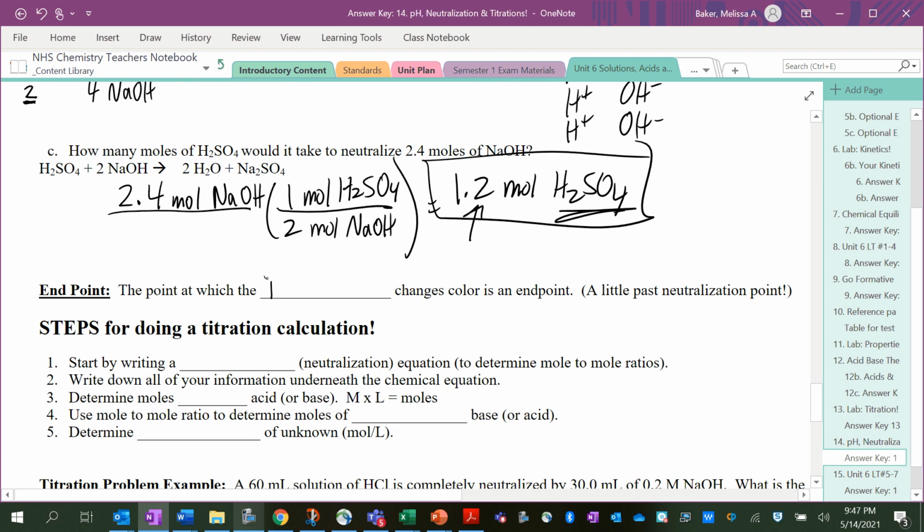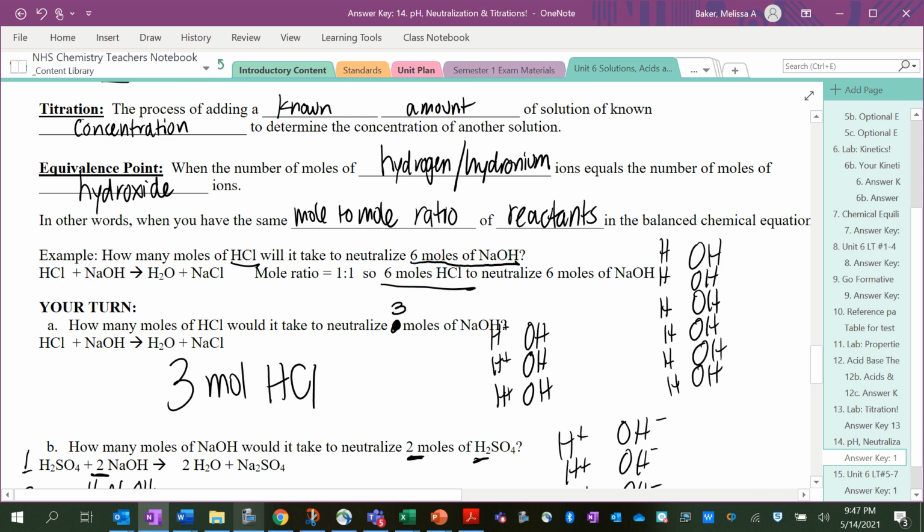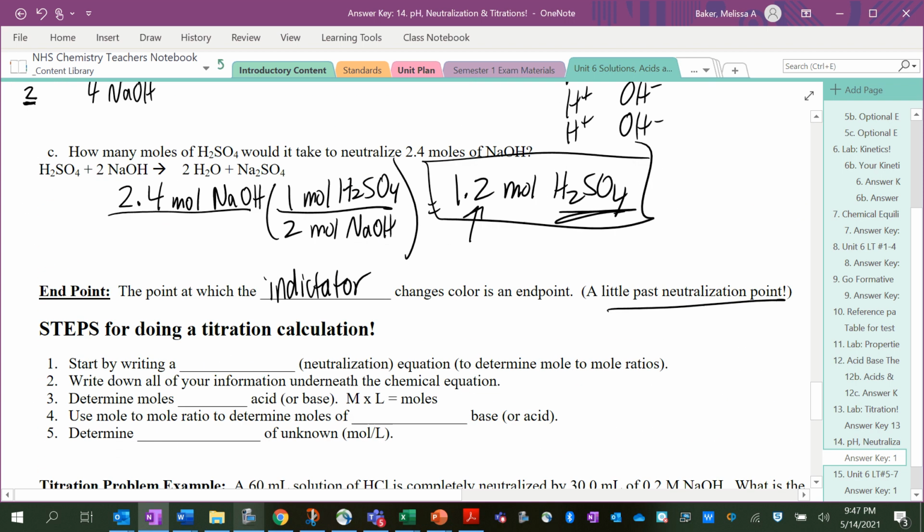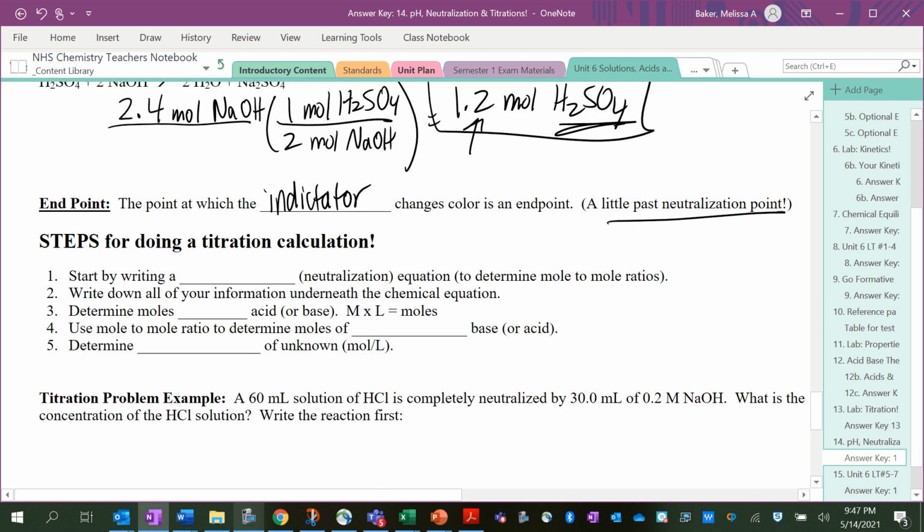The end point in a titration is when the indicator changes color. It's a little bit past the neutralization point, a little bit past the equivalence point, because it takes a little extra hydroxide to change the color from its neutral clear, or acidic clear, to that light pink.